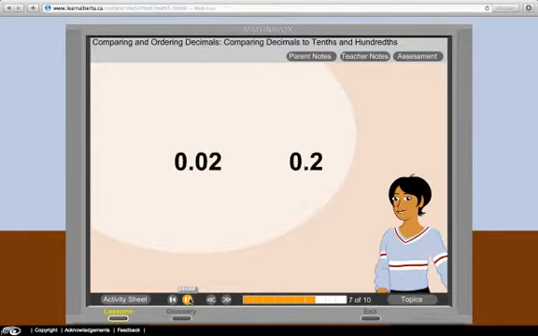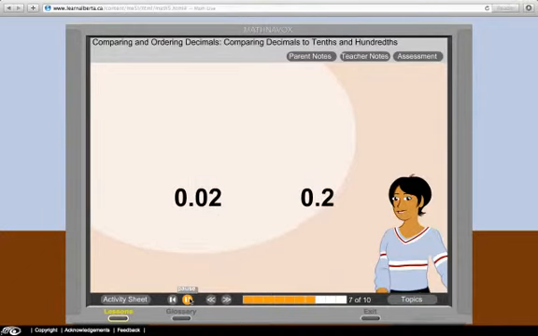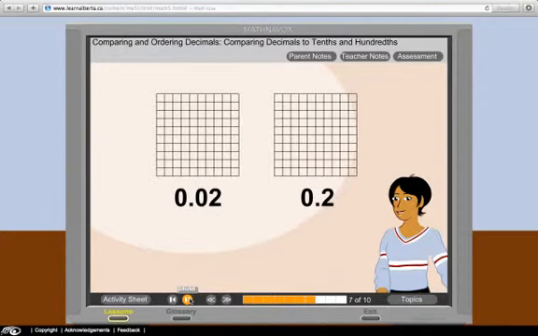Let's compare 0.02, which has a digit as far as the hundredths place, with 0.2, which has a digit as far as the tenths place. Once again, we'll show these numbers on 100 grids. The first number, 0.02, is also expressed as 2 hundredths. This means we can fill in 2 of the 100 squares on the grid to show this number.